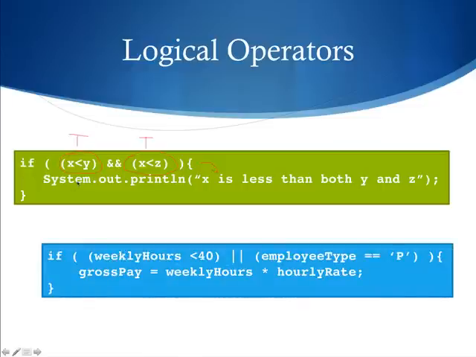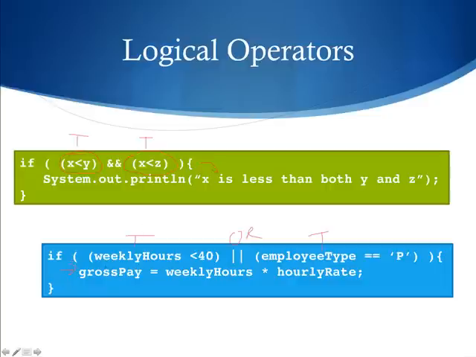Now, with the OR, only one side of this statement has to be true. We don't need both sides to be true. So, your weekly hours could be less than 40, or your employee type could be P, but they both don't have to be. You could be an employee type of S with less than 40 hours. You could have 50 hours, but your employee type BP. Either way, this statement right here would execute.